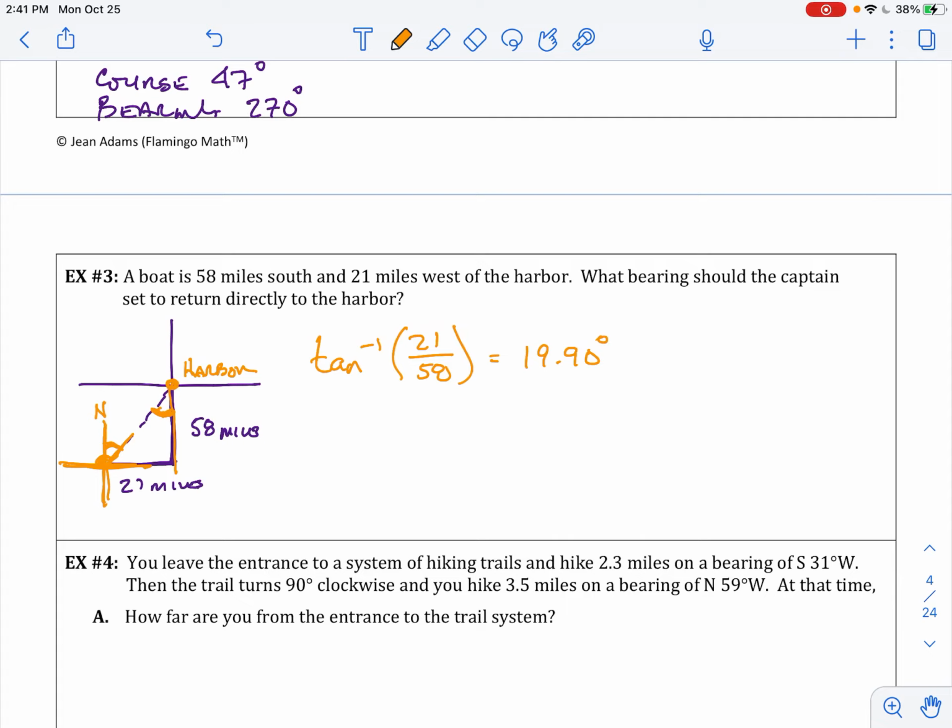So what bearing should I set? It's on the north side. I would set it for north 19.9 degrees, and again, because it goes to the right, it would be east. Okay, it's a little bit tricky there.